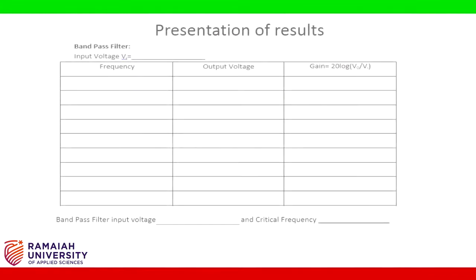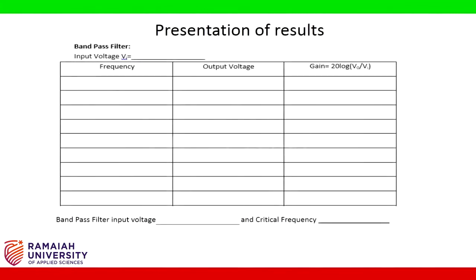Apply input voltage Vin of 1 volt peak to peak. Take the readings for different frequencies starting from 100 Hz to 2 kHz and calculate the gain of the circuit. Plot the logarithmic graph. Find the lower cutoff frequency, higher cutoff frequency and critical frequency of the circuit after plotting the graph.